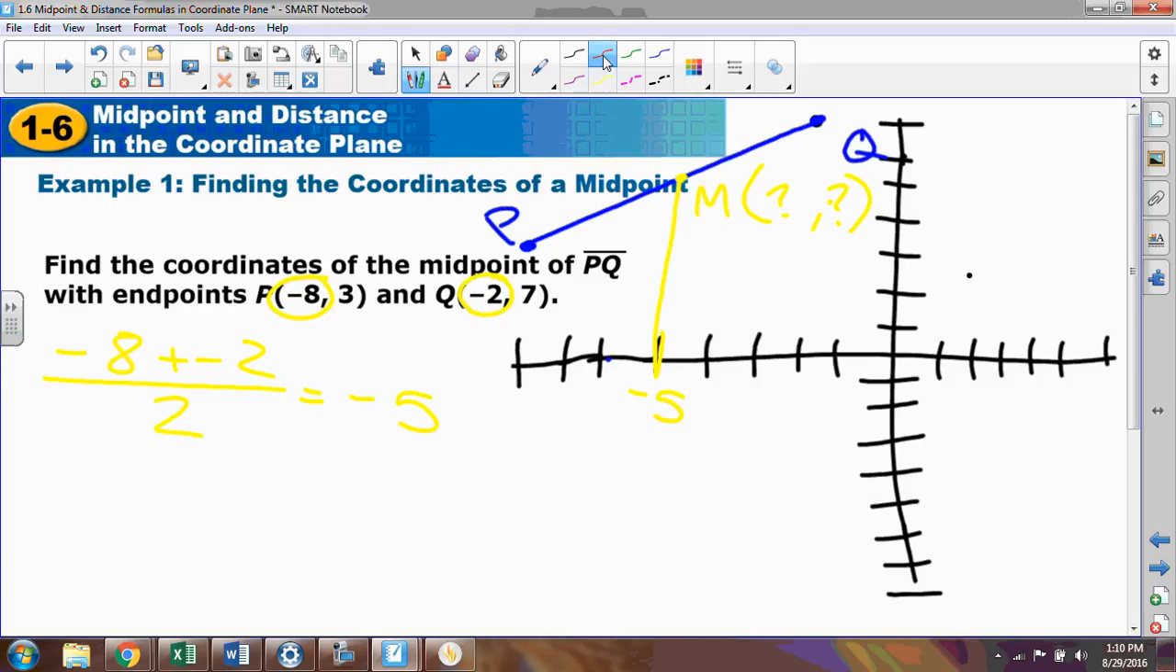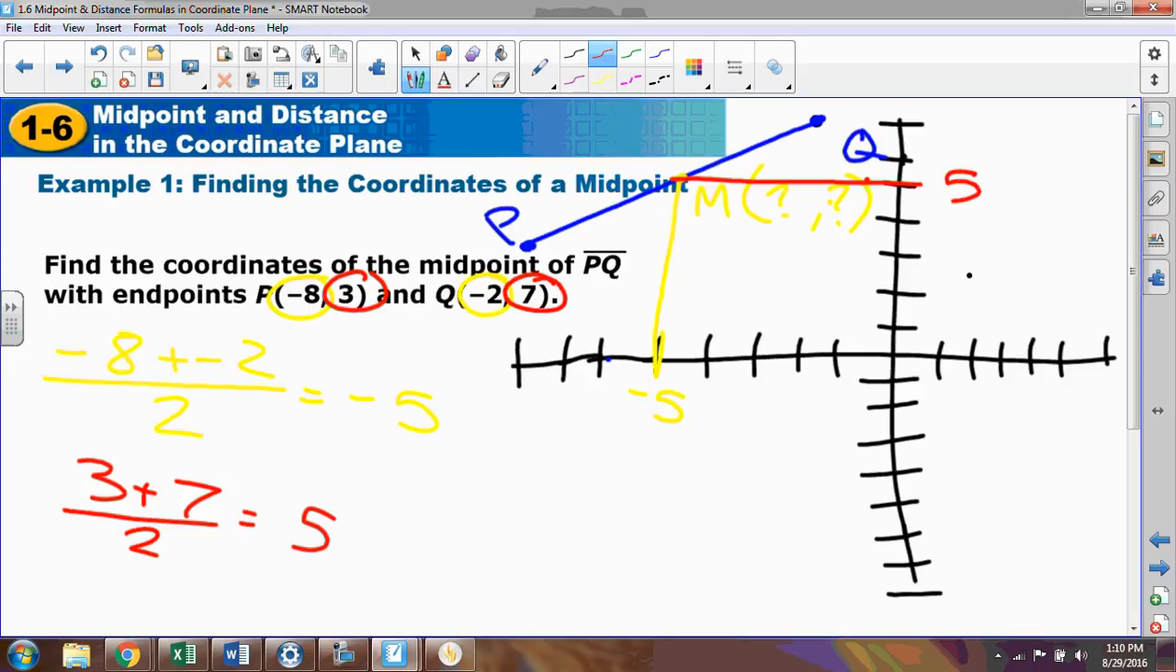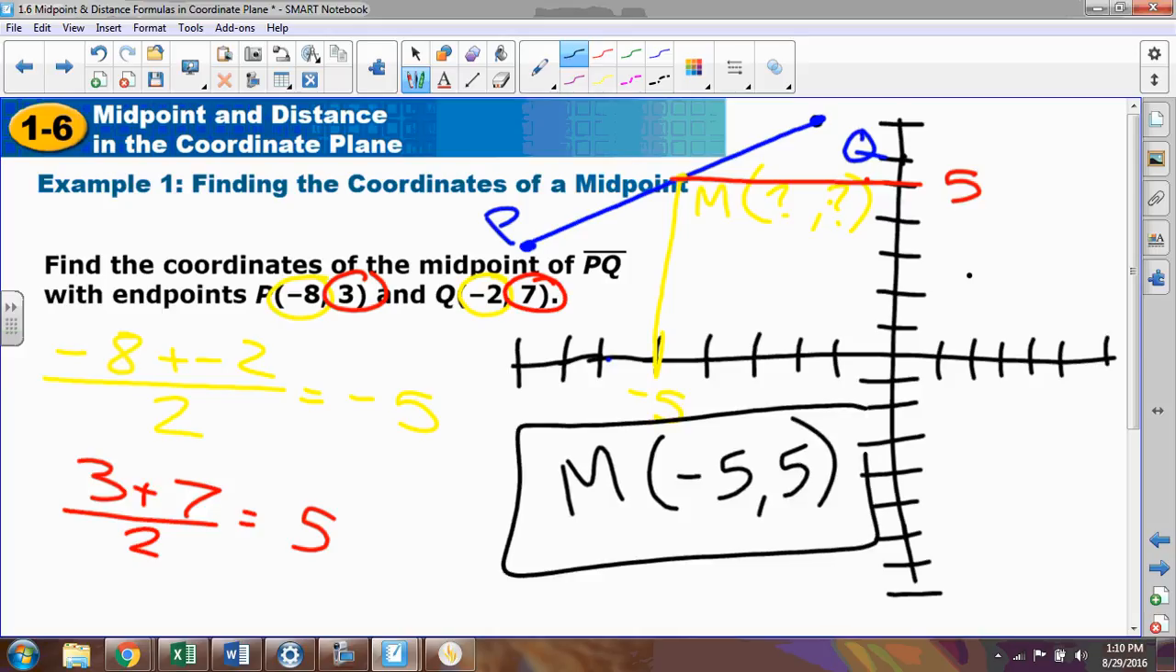We now have to do the exact same thing for the y coordinates. 3 and 7. What's 3 plus 7? 10 cut in half is +5. So if we come straight across, we'd be at a height of +5. These two pieces in the yellow and red, that's how we get our coordinates. Our midpoint is located at -5, 5, and we're completely done.